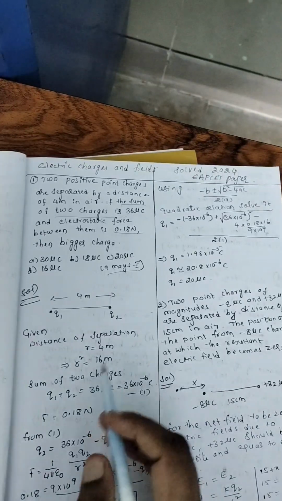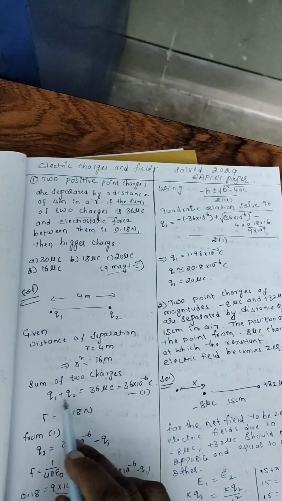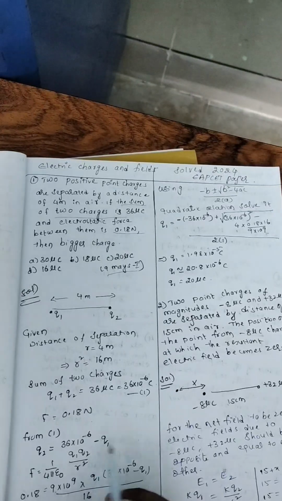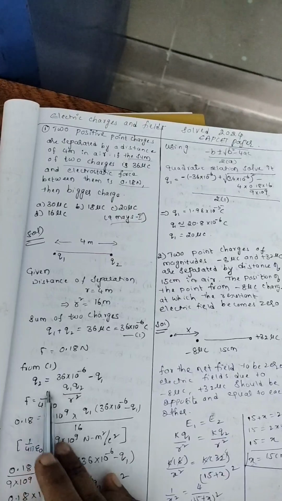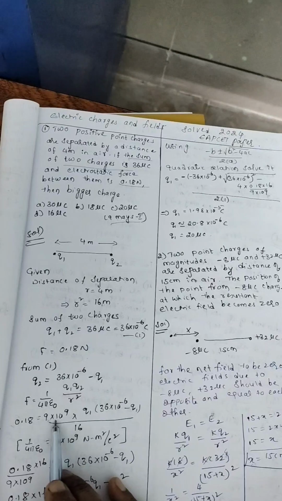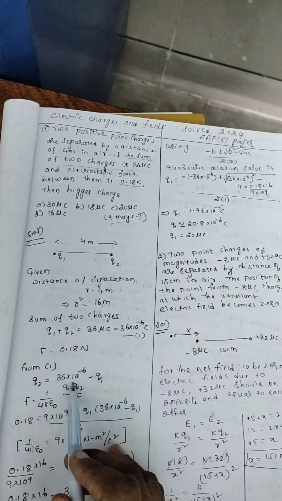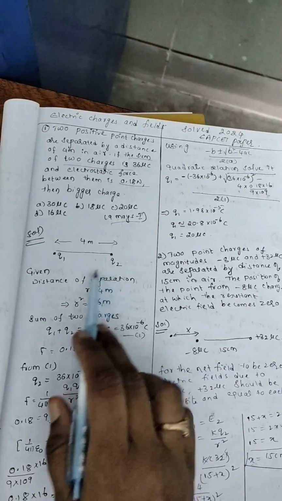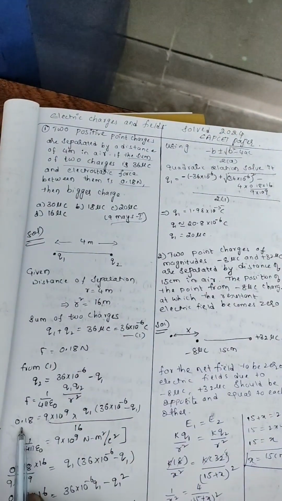Now from this equation 1, let us write this in terms of Q2. Q1 will go to this side, so Q2 is 36 into 10 to the power of minus 6 minus Q1. Now we know the electrostatic force, 1 by 4 pi epsilon naught Q1 Q2 by R square. The value of 1 by 4 pi epsilon naught is 9 into 10 to the power of 9. Q1 we write as it is, and Q2 is 36 into 10 to the power of minus 6 minus Q1, by R square, which is 16, and the force he gave as 0.18.